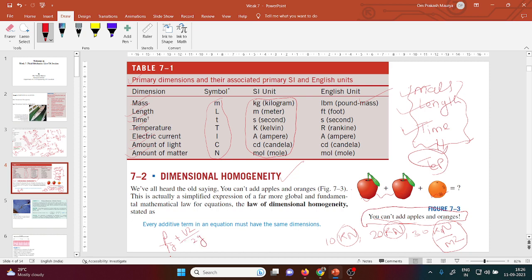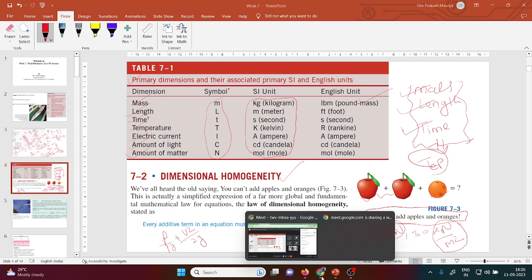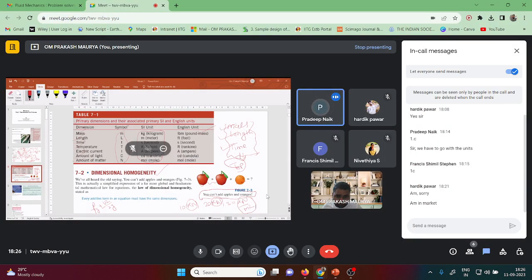Sir, why is the M small? It should generally be capital. Yes, capital. Yes, please. You are not audible clearly. Sir, where the M is small, I think it should be capital.